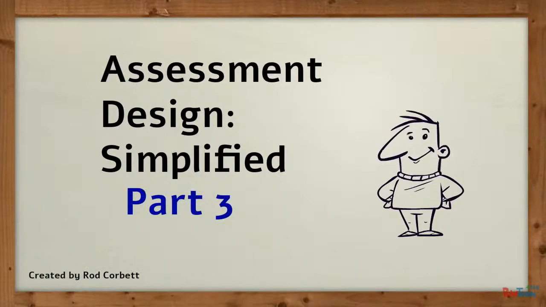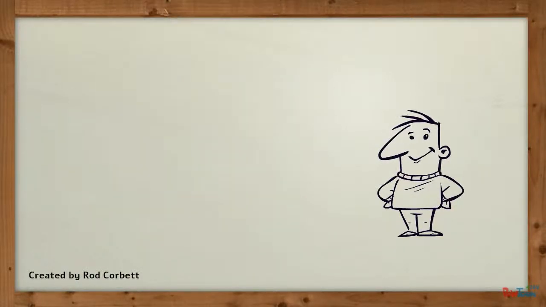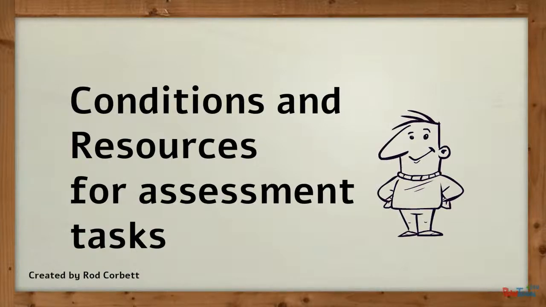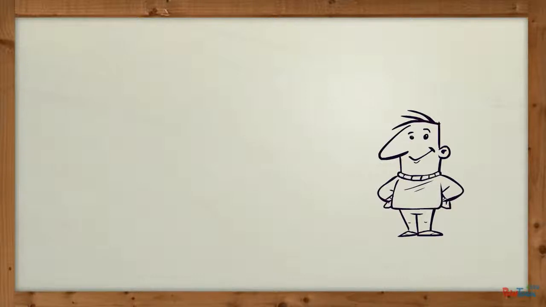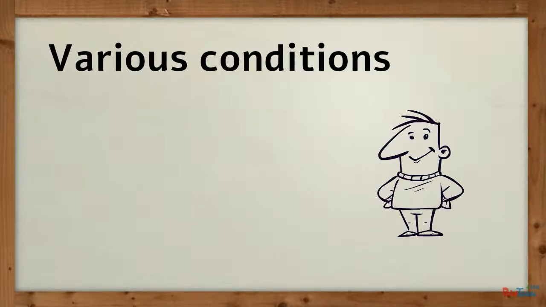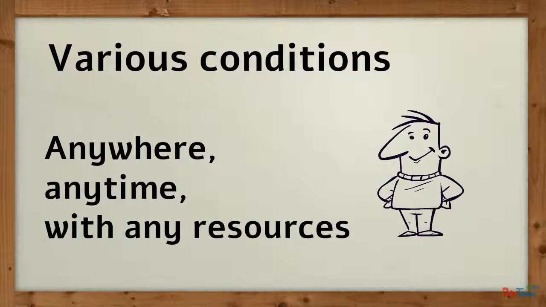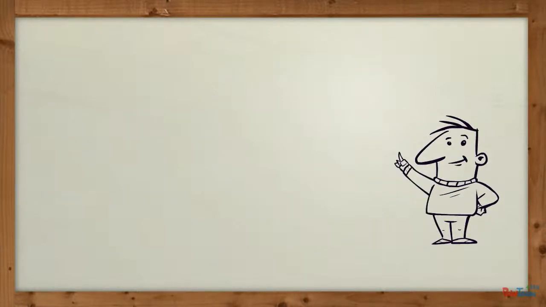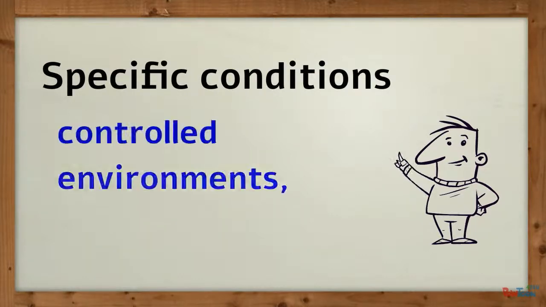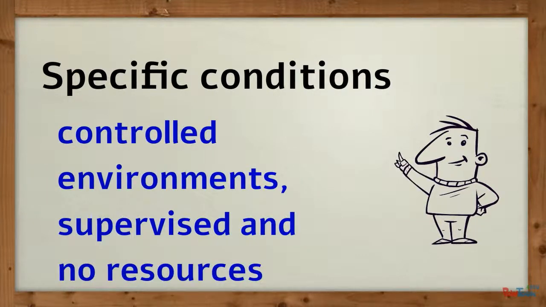In this episode, we will explore how to describe the conditions under which the assessment tasks are expected to be completed. First, we must recognize that there are various conditions under which these tasks can be completed. Some may be as unspecific as anywhere, anytime, with any resources available. More common conditions are more specific, for example, in controlled environments, supervised by an instructor, and with access to no resources but what the learner can remember.